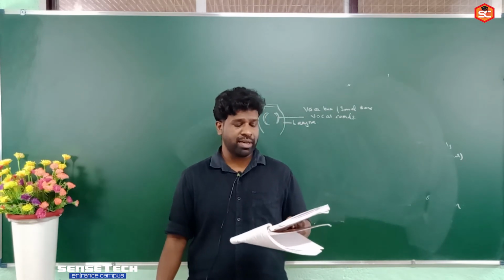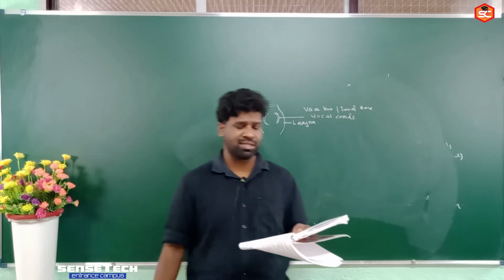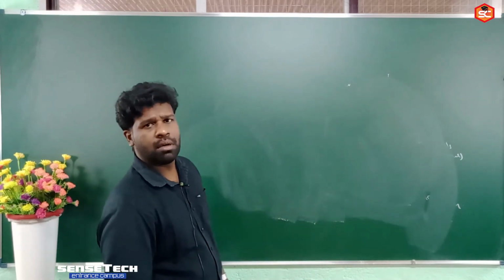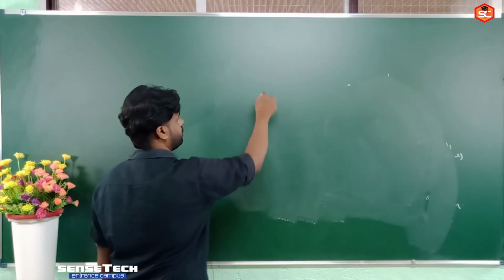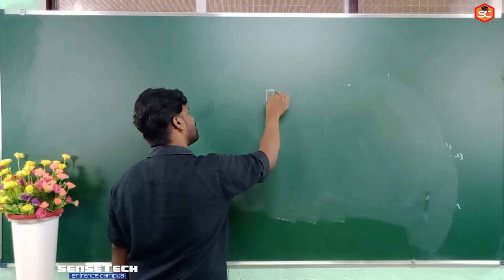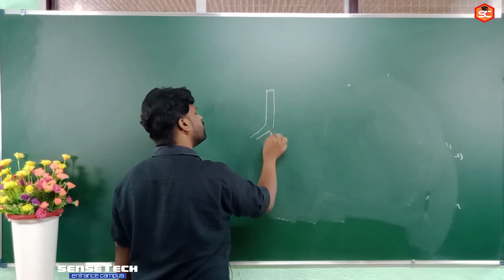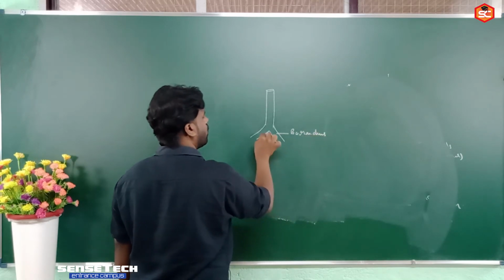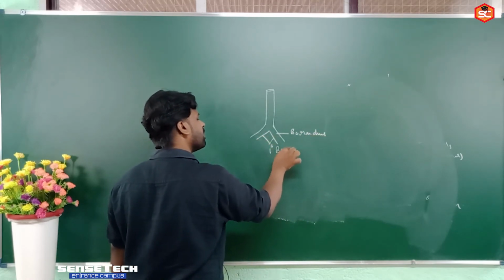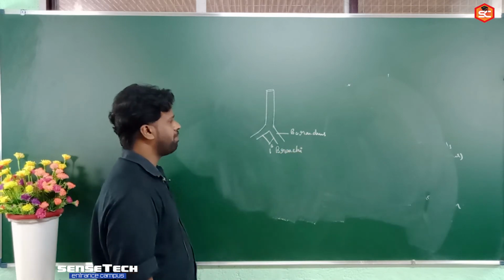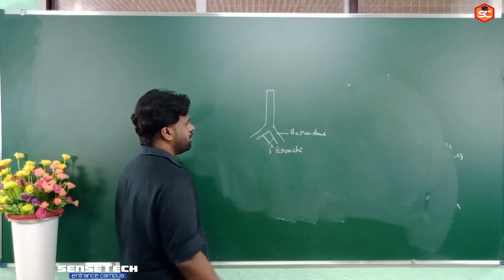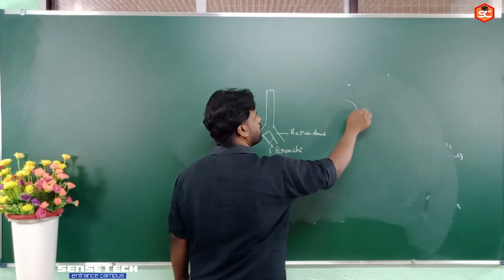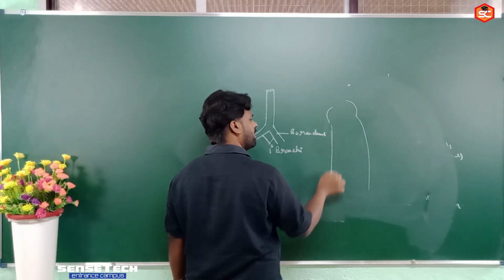Next one. Trachea divides into bronchi at the level of the 7th thoracic vertebra. Let's see. Trachea is called the windpipe. It is a straight tube. This trachea divides into two bronchi, which together are called the primary bronchi. Suppose this is the dorsal portion of the body and this is the ventral portion.